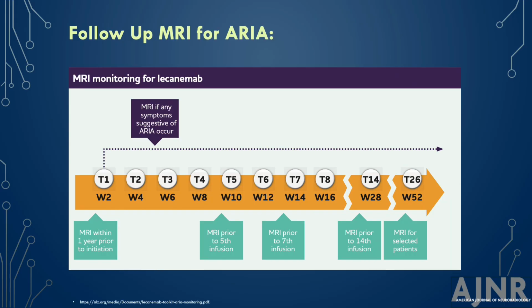Here is the recommended follow-up MRI schedule by Alzheimer's Organization for patients being considered for anti-amyloid beta therapies. Baseline MRI should be done within 1 year prior to initiation of treatment. Infusions are scheduled every 2 weeks, and MRI follow-up imaging is done prior to the 5th infusion, 7th infusion, and the 14th infusion. At any point during treatment, if the patient develops symptoms suggestive of ARIA, an MRI will be performed.